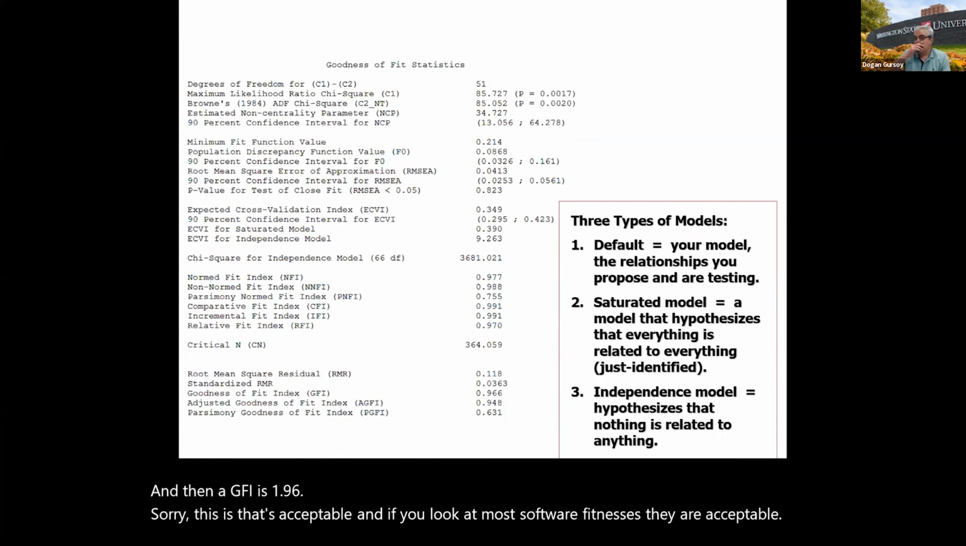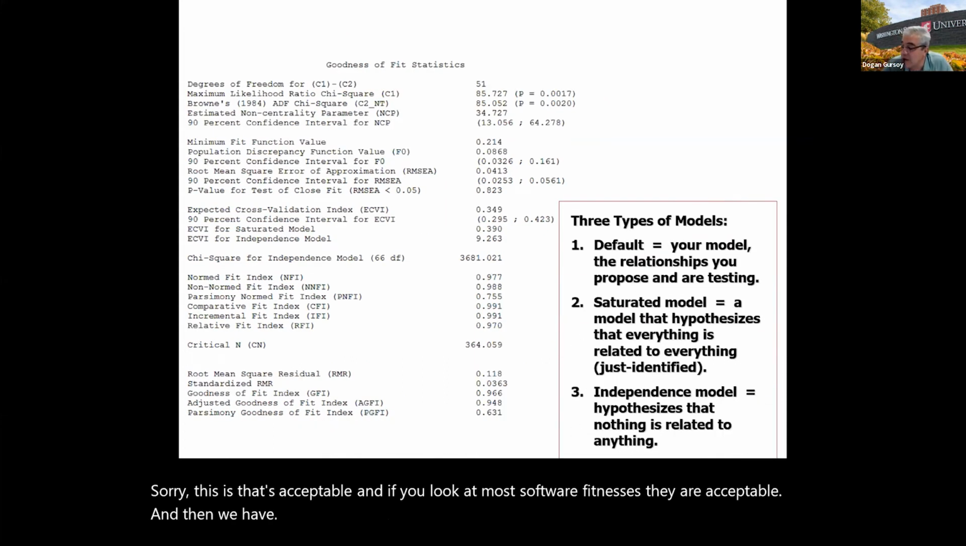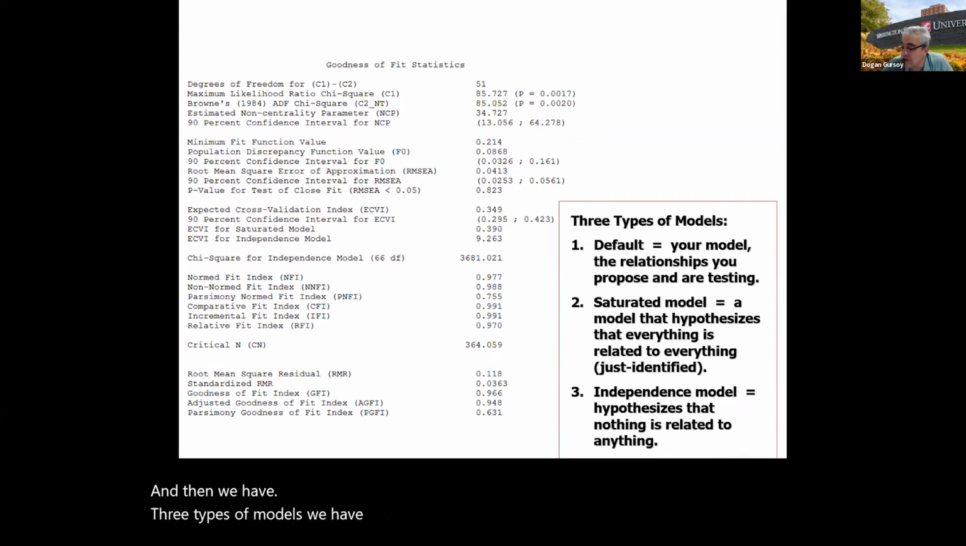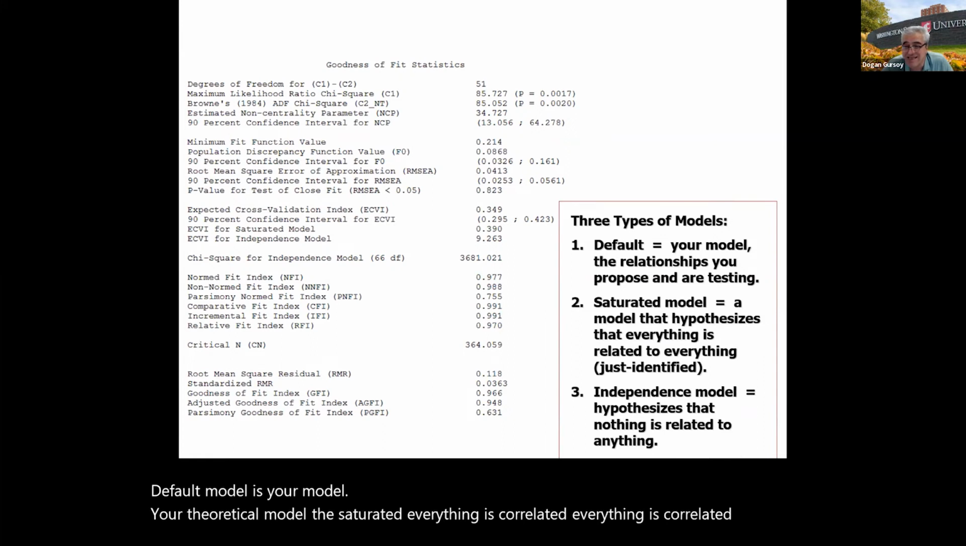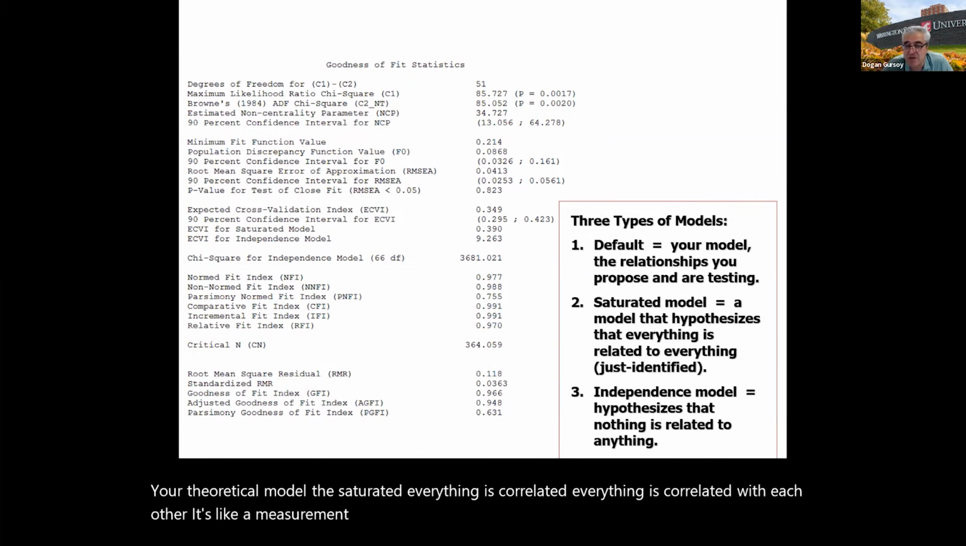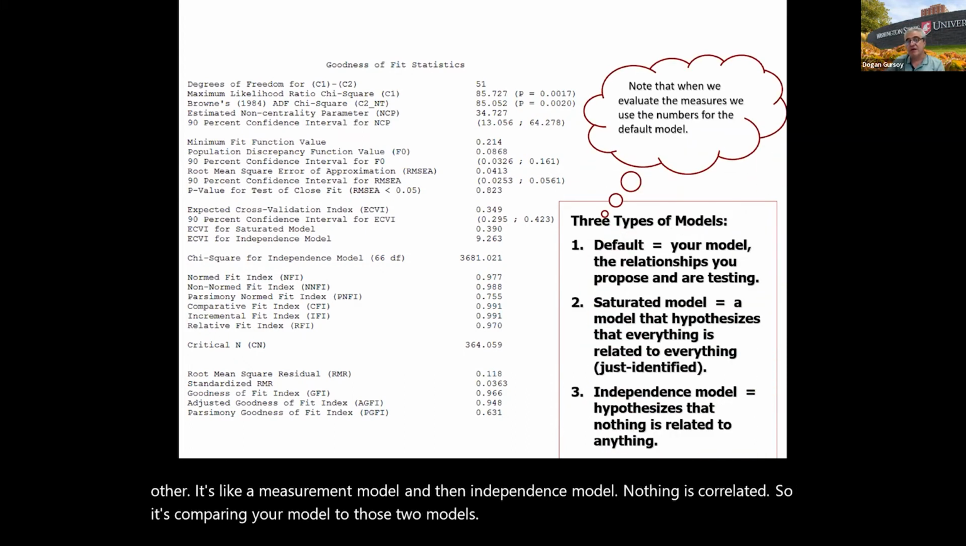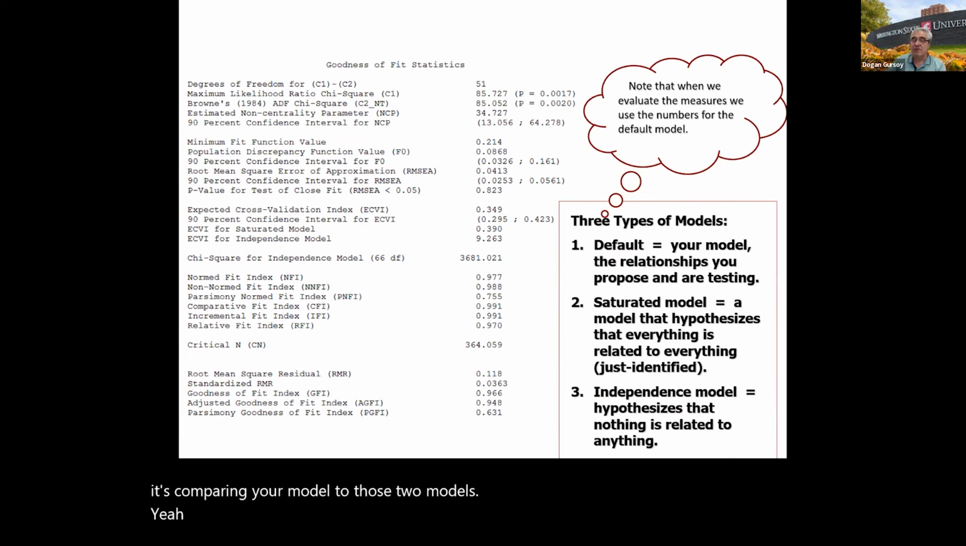And then we have three types of models: default, saturated, and independence model. The default model is your model, your theoretical model. In the saturated model, everything is correlated with each other. It's like a measurement model. And in the independence model, nothing is correlated. So it's comparing your model to those two models. When we evaluate the measures, we use the numbers for the default model. That's your model.